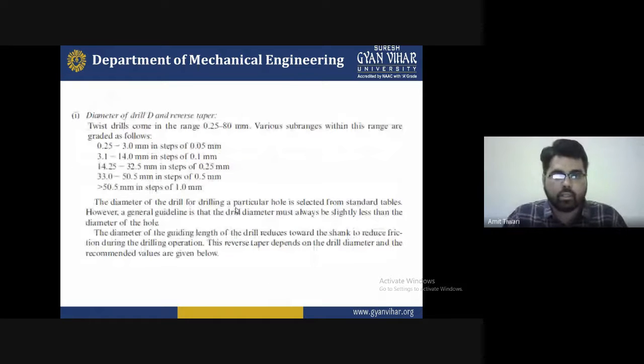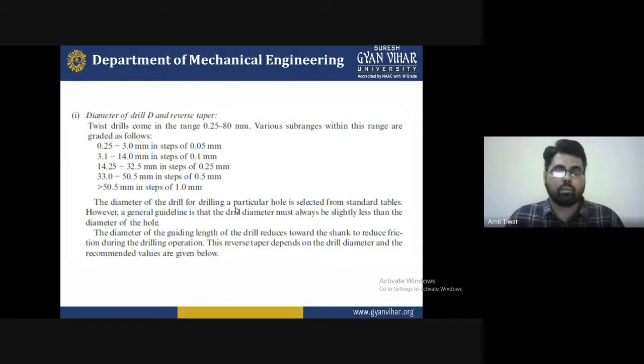Second, the diameter of the drill, that is D, and a reverse stepper. The twist drills come in the range of 0.25 to 80 mm thickness, and various sub-ranges within the range are graded as follows. The conditions are different: 0.25 to 3.0 mm in steps of 0.05 mm, 3.1 to 14.0 mm in steps of 0.1 mm, 14.25 to 32.5 mm in steps of 0.25 mm, and 33.0 to 50.5 mm in steps of 0.5 mm.